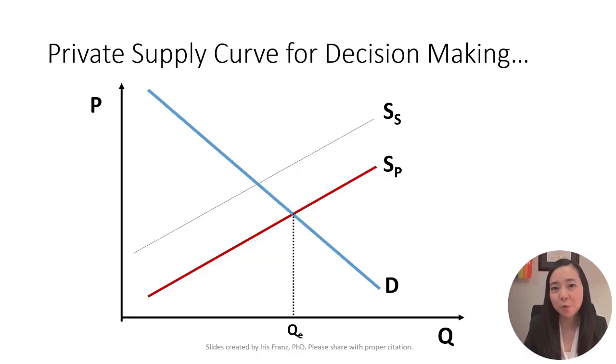When considering how much to produce, the firm looks at their private supply curve SP. Why? Because producers ignore external costs to bystanders. If we let the market be, then the equilibrium quantity will be the intersection of the private supply curve SP and the demand curve, resulting in quantity QE, where E stands for equilibrium.